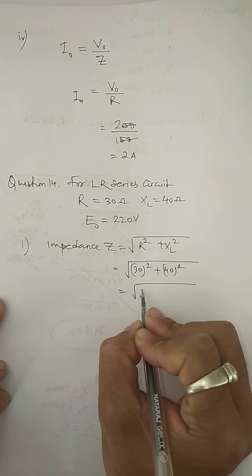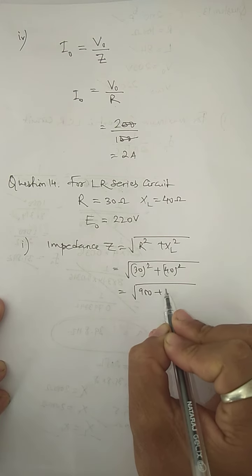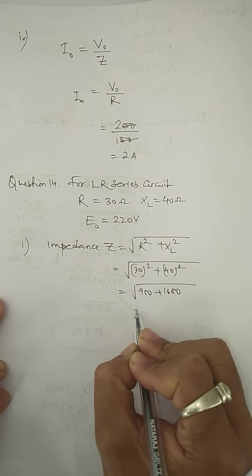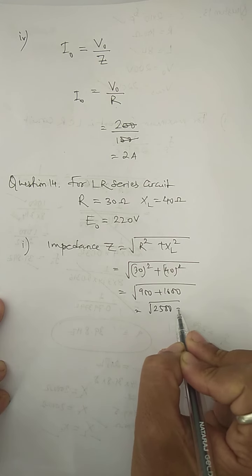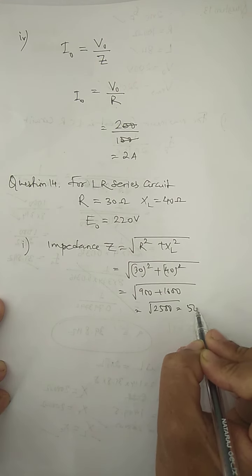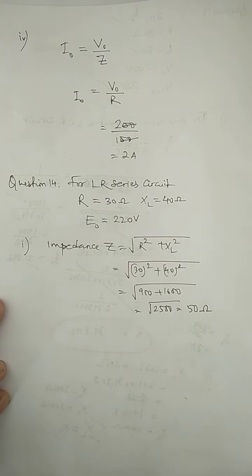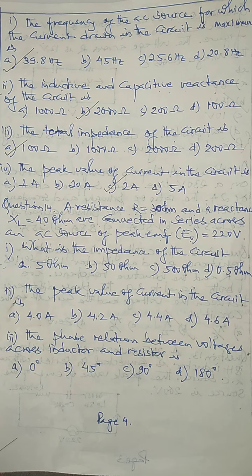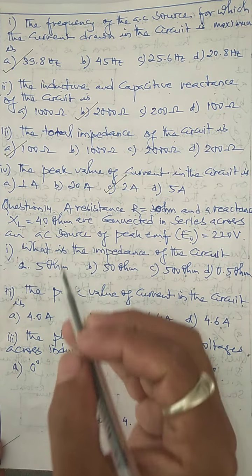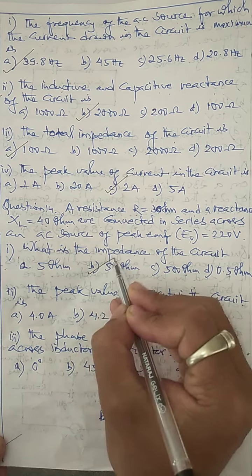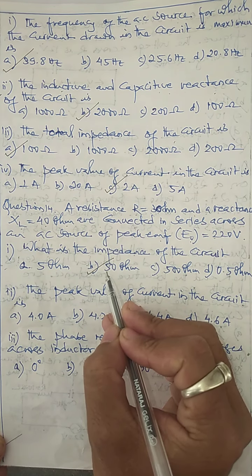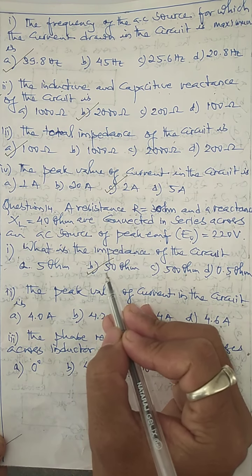The square root of 30 square, which is 900, plus 40 square, which is 1600. So 900 and 1600, if you add, that is 2500. And the square root of 2500 means how much? 50. And the unit is ohm. So what is the impedance of this circuit? 50 ohm. So children, question number 14, first part, the correct option is 50 ohm, and that is option number B.